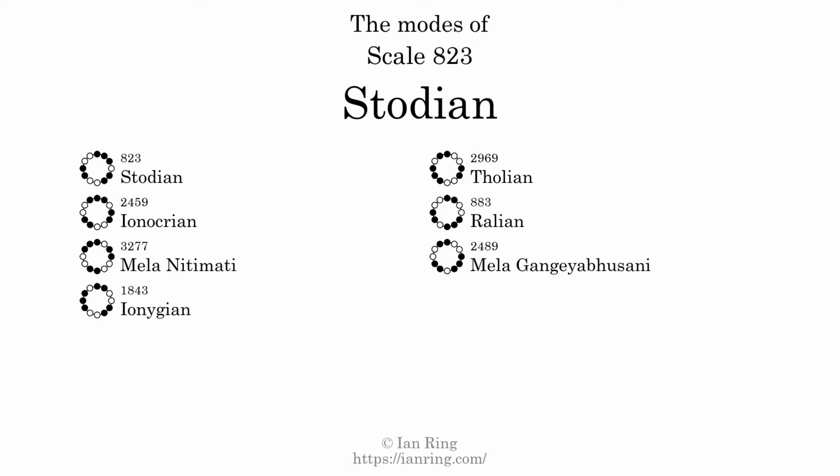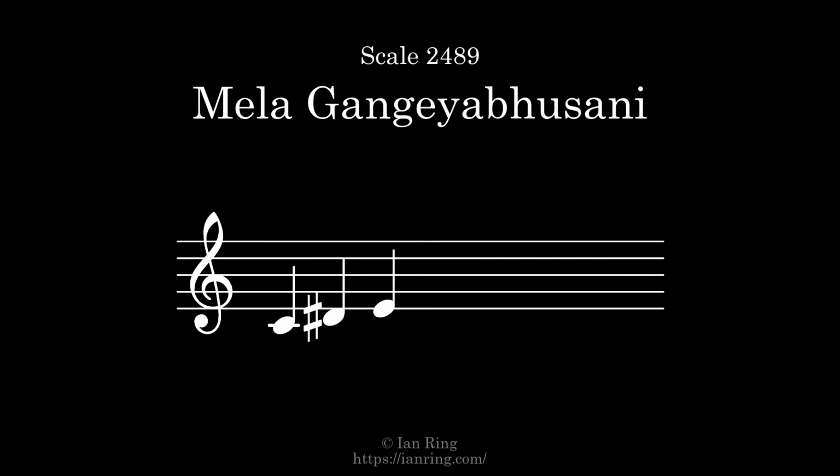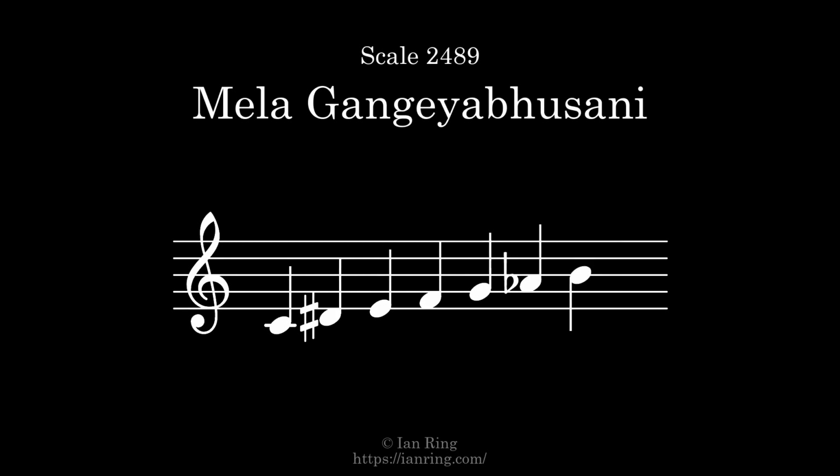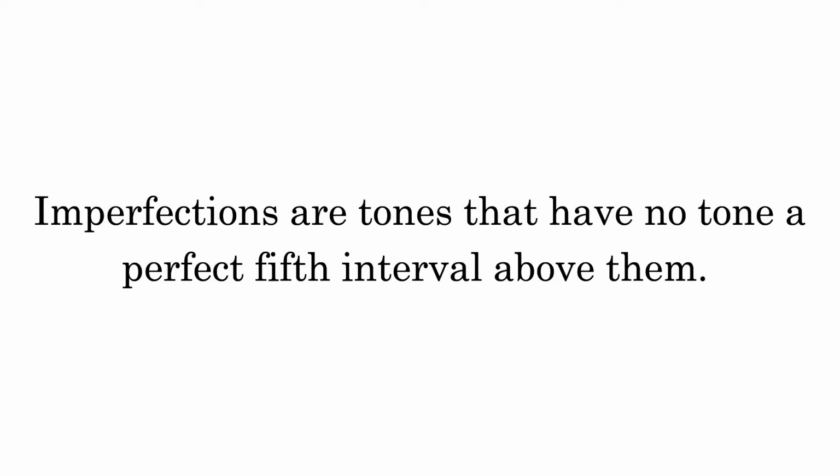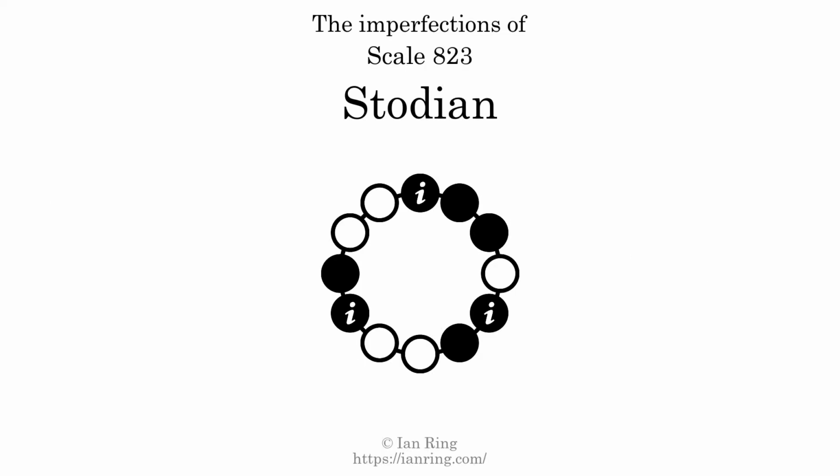The seventh and last mode is scale 2489, also known as Melaganghiabhusani. It sounds like this. Imperfections are tones that have no tone a perfect fifth interval above them. This scale has 3 imperfections. They are at positions here, here, and here.